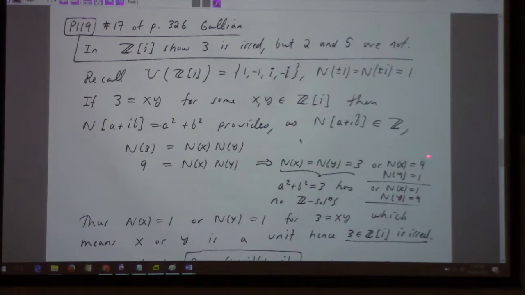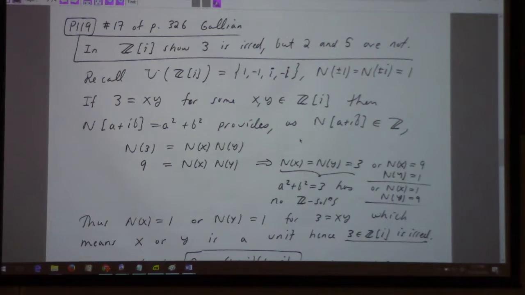These don't concern us because those would not ruin the irreducibility of 3. Because the norm of y being 1 means that y is a unit in those cases. So this is what we have to worry about. If 3 were reducible, it would have to have an x and a y that both have norm 3. But if you look at a squared plus b squared equal to 3, you get no integer solutions. Consequently, 3 is irreducible.